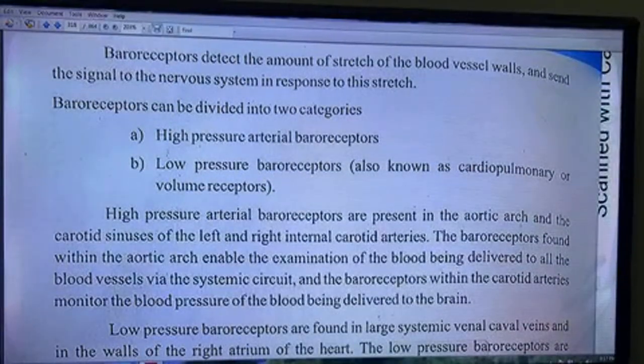Baroreceptors detect the amount of stretch of the blood vessel walls and send a signal to the nervous system in response to stretch. Baroreceptors can be divided into two categories: high pressure arterial baroreceptors and low pressure baroreceptors, also known as cardiopulmonary or volume receptors.